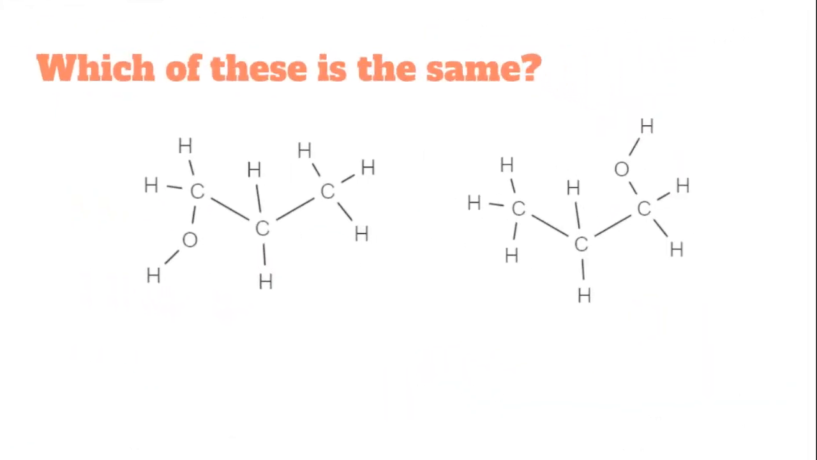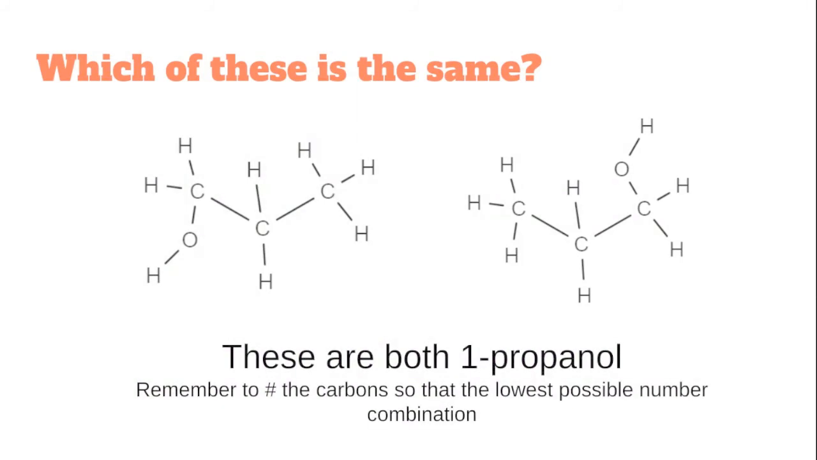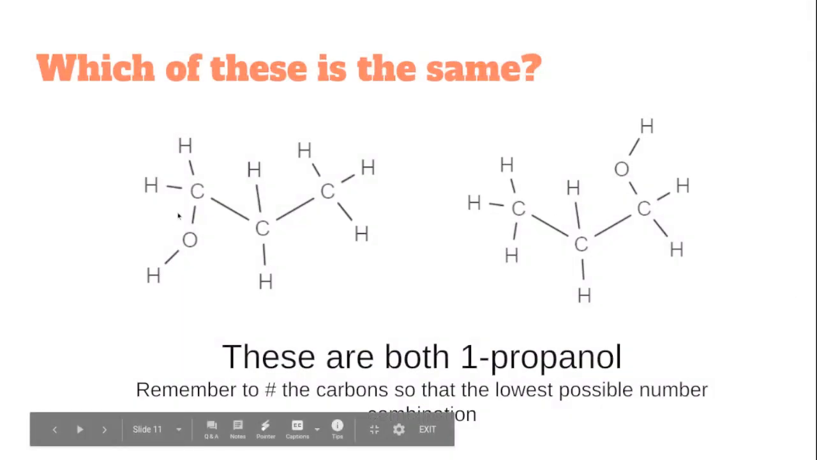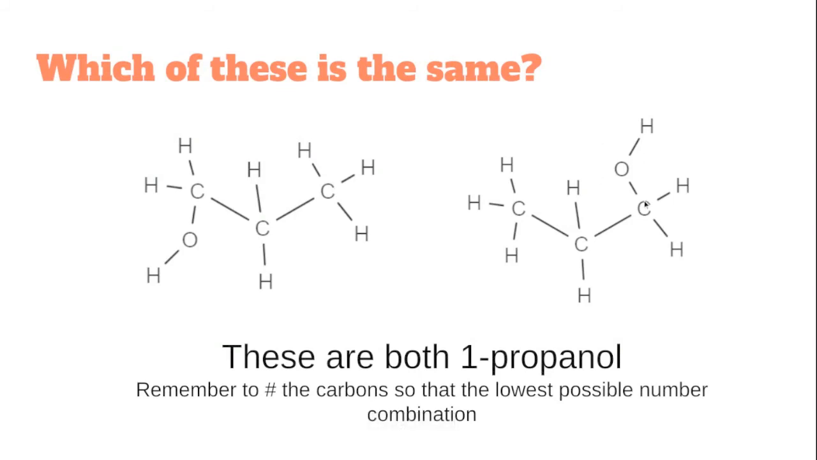So which one of these are the same? It was the ones on the left and the right. Notice both of these would be named 1-propanol. Again, it's important to number the carbons to the lowest possible number combination. Here, number 1, 2, 3. This one's not 3-propanol. What we do is just number this carbon 1, 2, 3. We always want to have the lowest possible number. So both of these are exactly the same. Both of these would be named 1-propanol.